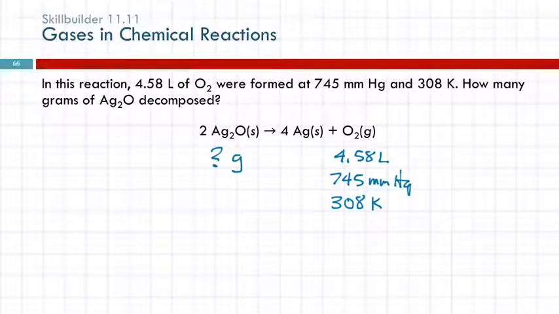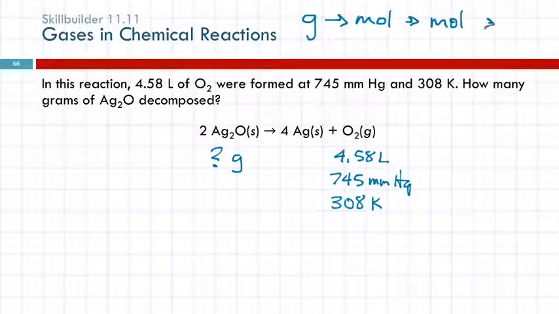Then we need a path, right? So our normal path is grams to moles to moles to grams. This is just going to be a variation. Here we're trying to find grams, and so we'll end with grams, and mole to mole is always there in the middle. But we're starting not with grams. We can start with moles using this information and the ideal gas law.